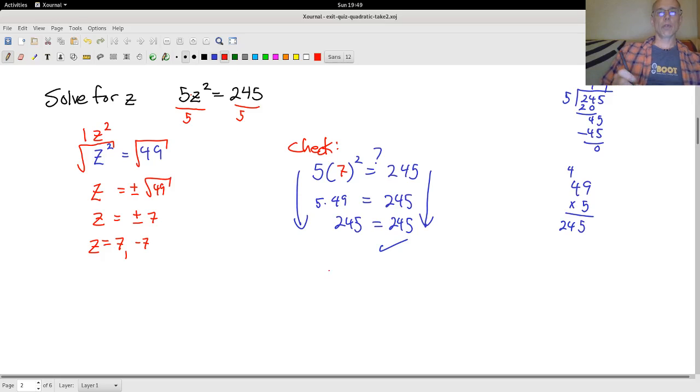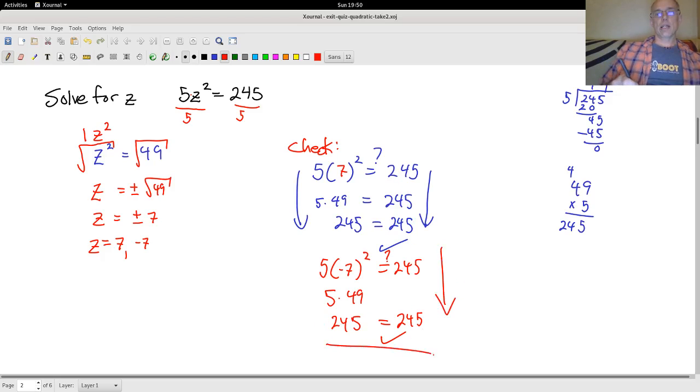If we try that for the negative, we're going to get 5 times negative 7 squared, parentheses are important, question mark, equals 245. And then the cool thing here is a negative times a negative is a positive, so this is 5 times 49. And 5 times 49, as we saw over there, is 245. So I get 245 equals 245 on the other side, and it does indeed check. And when you're checking, you're just doing arithmetic on each side. So I have arithmetic on the left, nothing on the right, and I get the same answer on each side. So I have confirmed that these are the solutions.